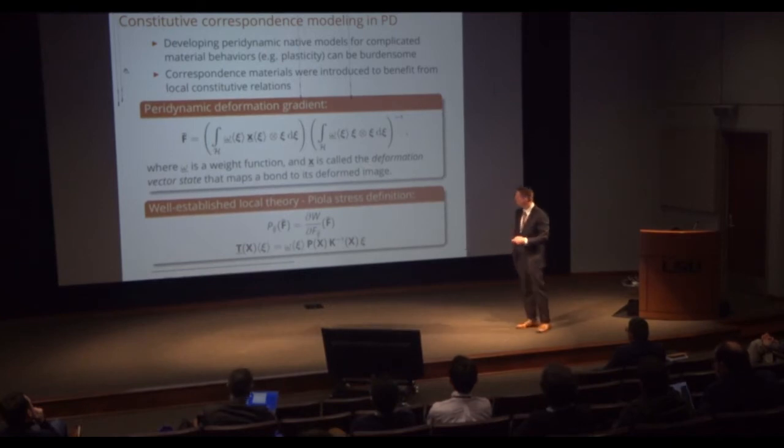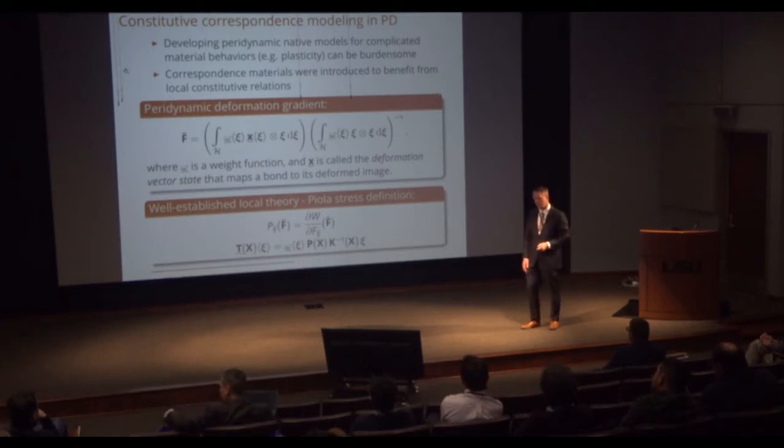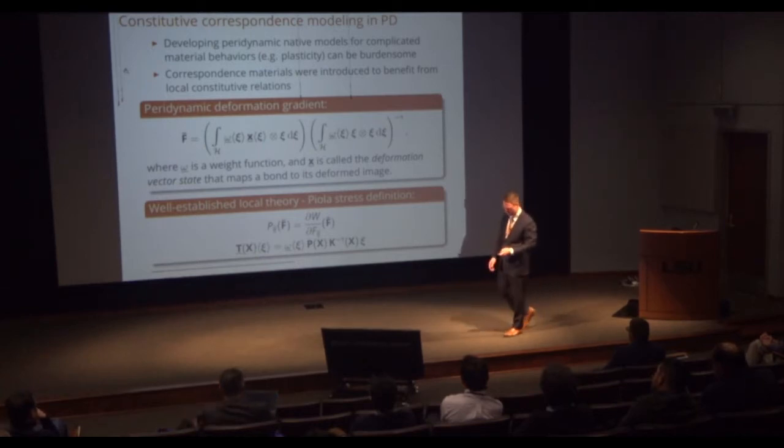But the whole idea behind this, we call it correspondence theory in peridynamics, is that we can use this collective deformation of the bonds within a horizon to get some kinematic quantity that we can use to evaluate a stress tensor, and then just through correspondence and strain energies, we can develop a relationship between that stress tensor and what the corresponding force vector state should be. So this is what we call correspondence theory.